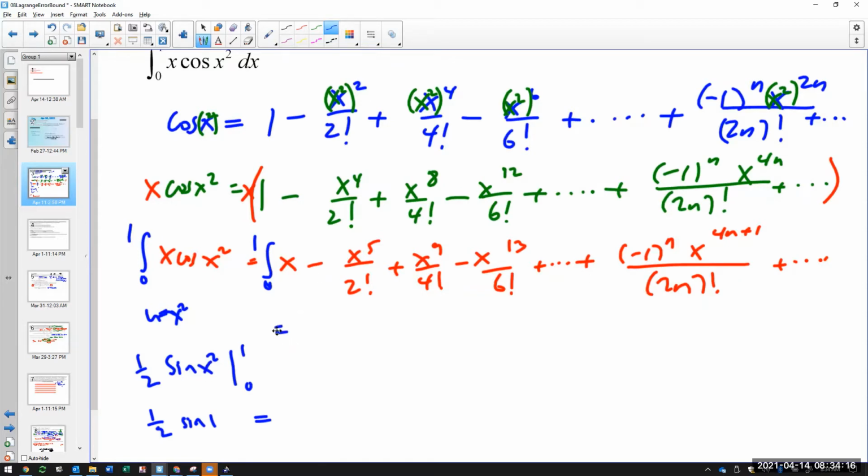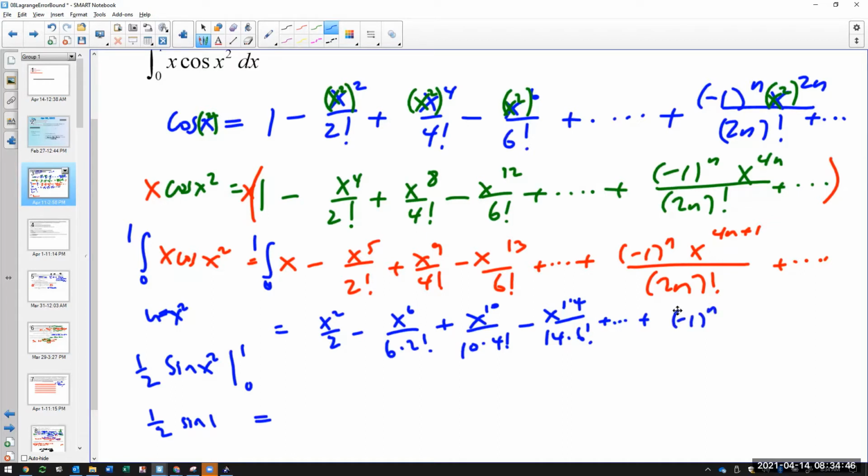So on the right side, I'm going to take the antiderivative of each term. So this becomes x squared over 2. This becomes x to the 6 over 6. This becomes x to the 10 over 10. This becomes x to the 14 over 14, plus dot, dot, dot, plus. Okay, the general term's getting a little bit more tough. Did I change the alternating signs? No. Okay, so I'm going to keep that.